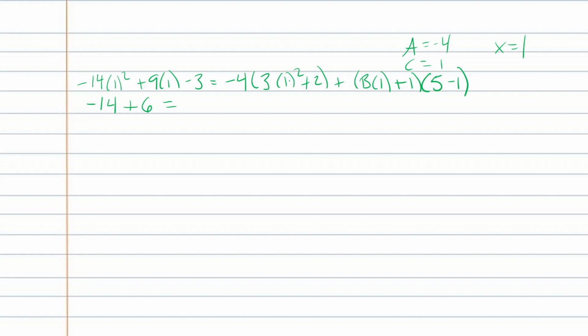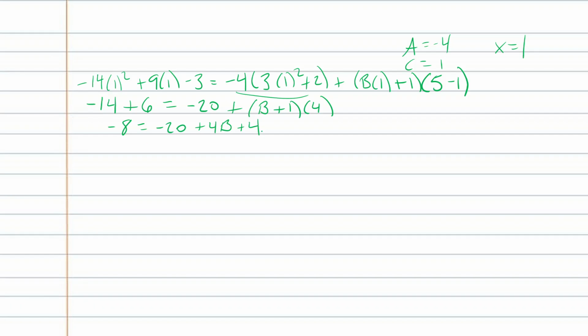Now, we've got 1 squared is 1. 1 times 3 is 3. 3 plus 2 is 5. 5 times negative 4 is negative 20. Okay, I have this first term simplified. Next term here is going to be b plus 1, because b times 1 is b, plus 1 is b plus 1. And then 5 minus 1 is 4. Sure. I'm going to distribute that 4 to that term. Now, negative 14 plus 6 is going to give us a negative 8. I'm going to distribute 4 to the b and to the 1, so it looks like plus 4b plus 4.